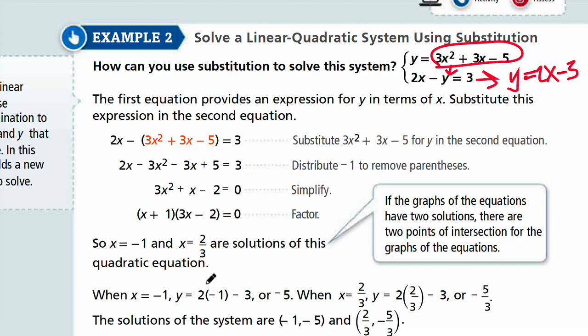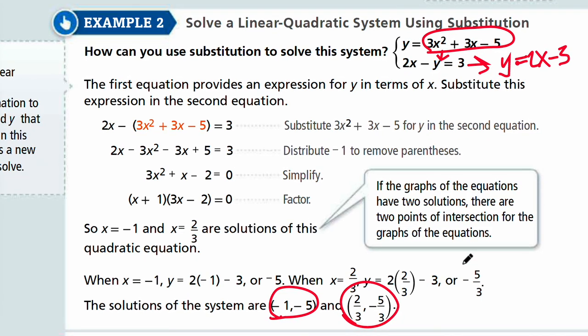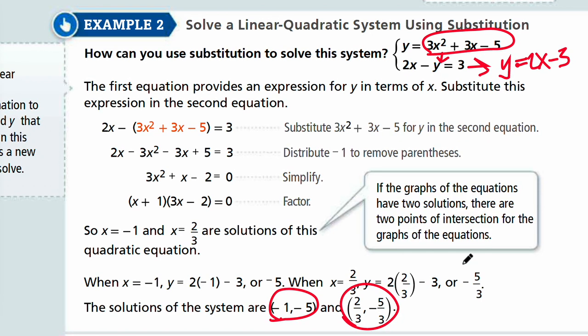And if you want to figure out the points, you need the y values as well. So you can either choose the first or the second equation to plug in your values of x so that you can solve for y. And you'll see that both equations will have the same points when x is equal to -1 and y equals -5, and x is equal to 2/3 and y is equal to -5/3. Okay, so this is how you solve by substitution.